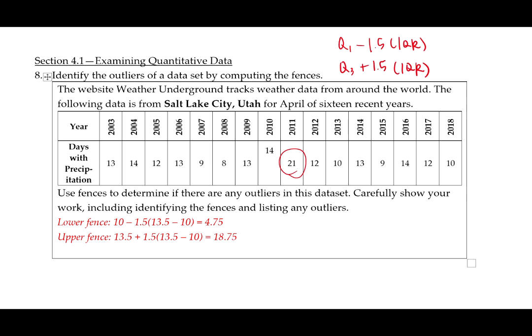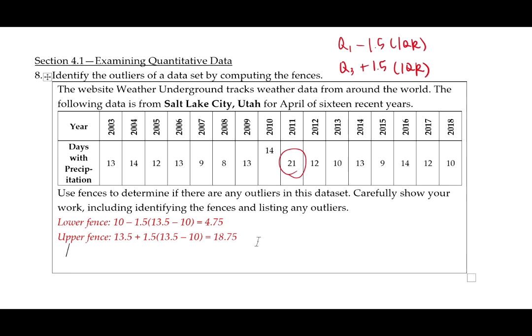Let's look at the rest of the numbers. 12, 10, 13, 9, 14, 12, and 10. All of those are in between the fences. We are only an outlier if we are below the lower fence or above the upper fence. So our only outlier is 21.